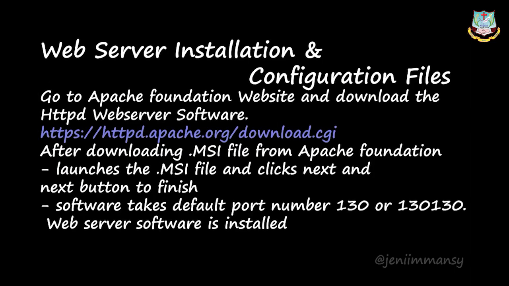Okay, for that, first you have to go to the Apache Foundation website, and then we have to download the HTTPD web server software. For that they have given a link here. You can see https colon slash slash httpd dot apache dot org slash download dot cgi. If you type this in your browser, you will get the setup. Okay, after downloading the .msi file from the Apache Foundation website, first the user has to launch this .msi file. When you launch that, one dialog box will appear. From there you have to click next till you get finish.